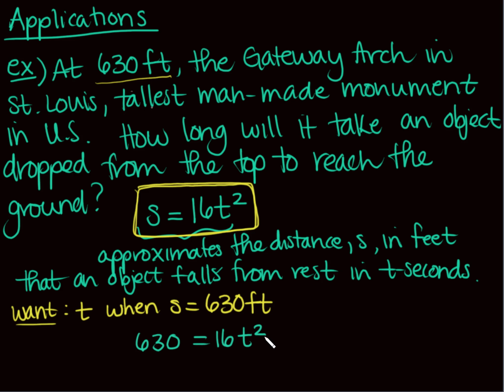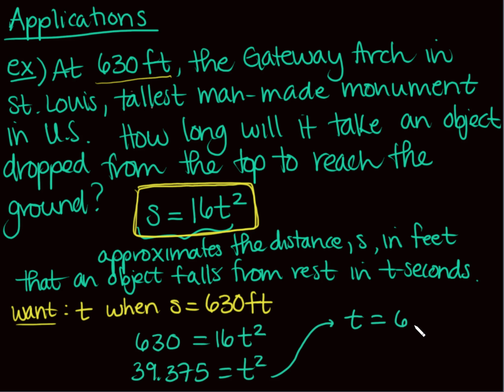Hold on, I'm grabbing my calculator. 630 divided by 16. So I'm going to divide by 16, and you get 39.375 equals t squared. Now, I know I have been saying quite often that whenever you bring in a square root, you need to bring in a plus or minus. However, I also want you to think about, does a negative make sense in this case?